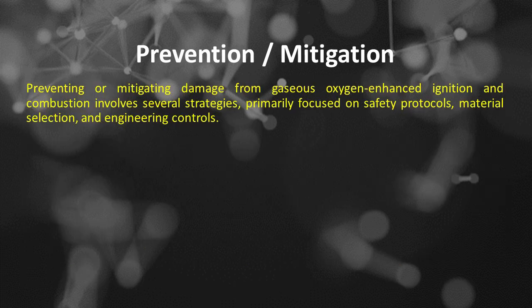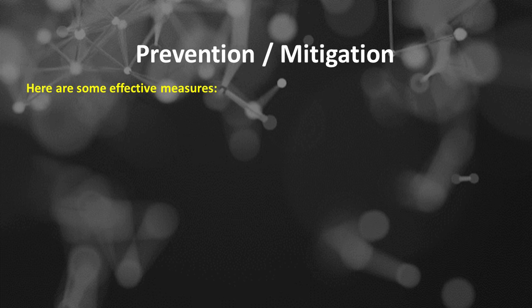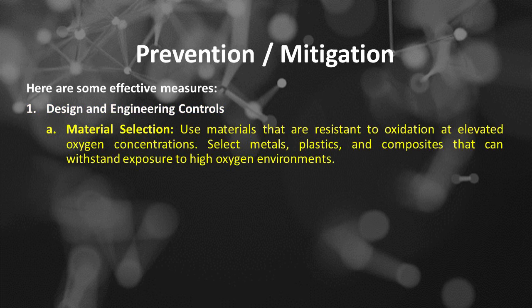Preventing or mitigating damage from gaseous oxygen-enhanced ignition and combustion involves several strategies, primarily focused on safety protocols, material selection, and engineering controls. Here are some effective measures. Number 1 is design and engineering controls, includes. Number A, of design and engineering controls is material selection. Use materials that are resistant to oxidation at elevated oxygen concentrations. Select metals, plastics, and composites that can withstand exposure to high oxygen environments.